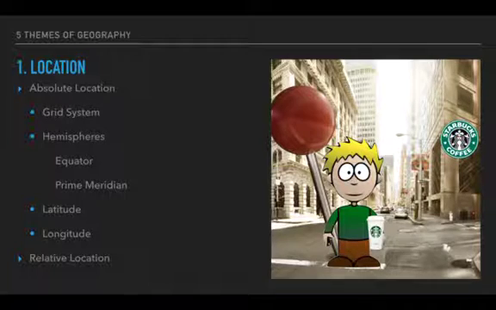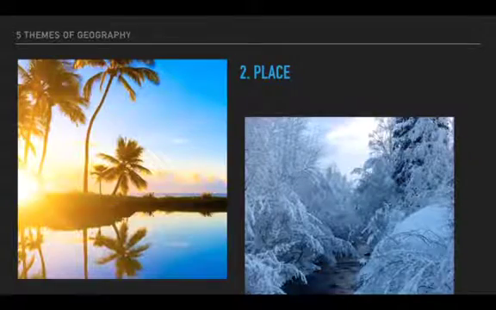But it's important to know relative location, and this can change because it changes based on what feature you are describing or talking about relative to what you are looking for.